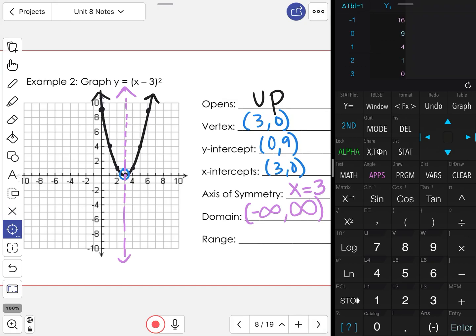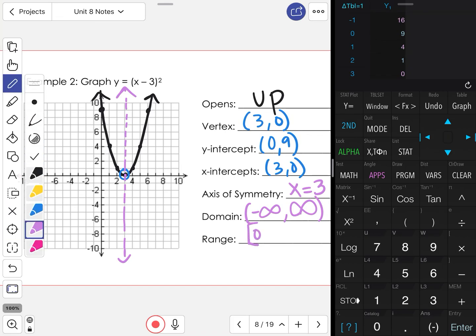Okay, then for range, I'm going to horizontally go across my graph until I start touching, and I start touching right here at 0. So I was touching at 0, and I was equal to, so I'm going to use a bracket. And then the very last time I touch my graph is up here on 2 arrows, so I'm going to positive infinity.